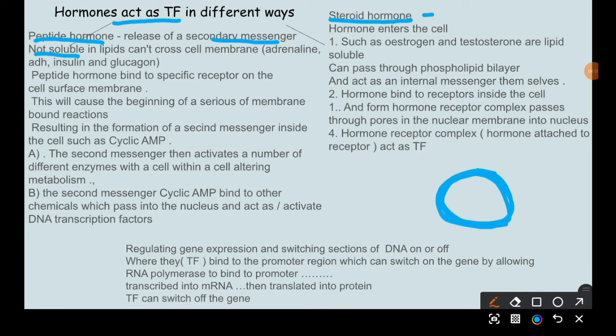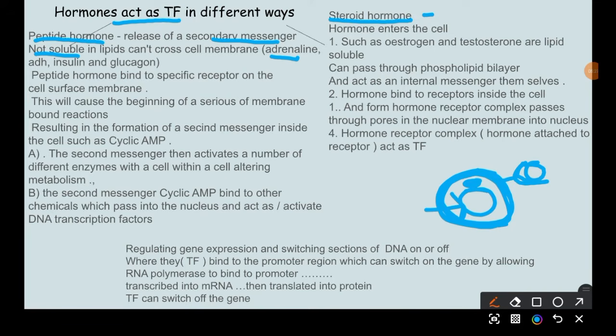And since peptides are not soluble in lipids, they cannot cross the cell membrane and actually cause the effect themselves. An example for this is adrenaline, ADH hormone, and insulin and glucagon. So, on the cell membrane, there are certain receptors that the hormone can bind to. After this binding happens, this will cause a series of membrane-bound reactions. This will result in a formation of a secondary messenger in the cell.